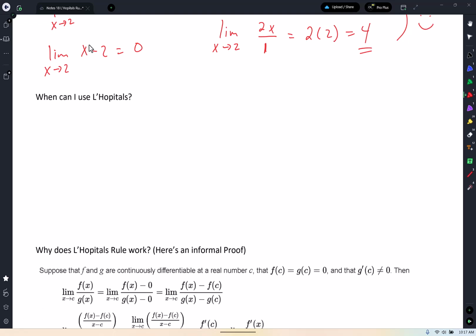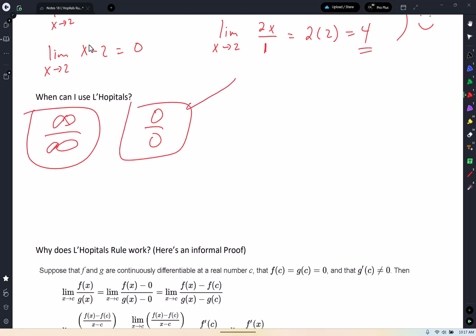You can use it whenever you get infinity over infinity or 0 over 0. Why did my infinities look so ugly? I'm sorry. Usually I do it with little doubles. These are the main ones. There's others. There's infinity minus infinity, 0 raised to the 0, all the other ones. But the only ones that we're concerned about are these two. Really, the only one we're really concerned about is that one. With this one, we will let end behavior do the work.